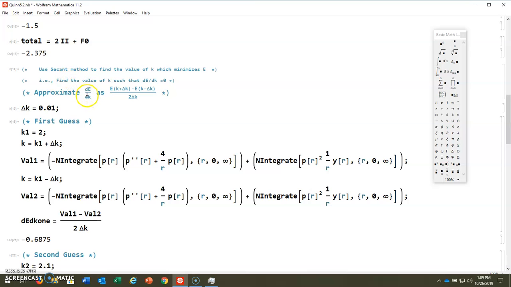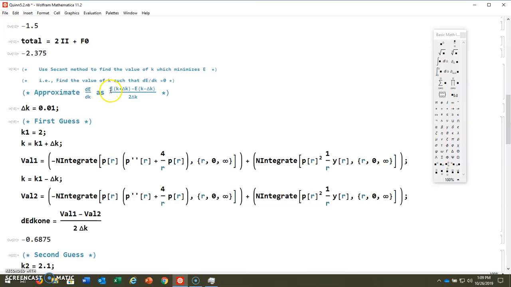I want dE/dk to be a stationary point. So it's dE/dk that I want to use the secant method to drive to 0. But I don't have, of course, any analytic way of calculating dE/dk, so I used a numerical approximation, a central finite difference approximation for the derivative here. There are a number of ways you can do it: right-hand derivatives, left-hand derivatives. I used a central one here to seem nice and symmetric.